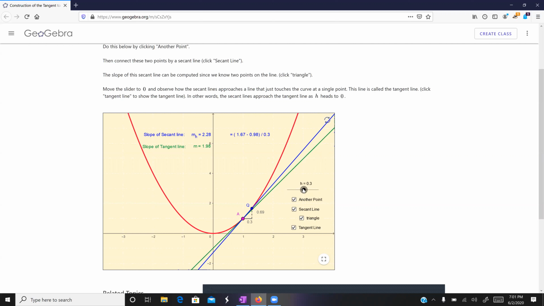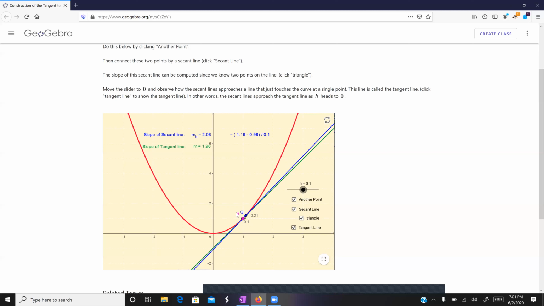well, if H is 0, then essentially I hit exactly the tangent line. But no, now I made H 0.1, and you see that the slope of the secant line is 2.08, getting closer to the slope of the tangent line, 1.98. And you see the difference in the Y coordinates is 0.21, difference in the X coordinates is 0.1. So H is the difference in the X coordinates of the points.